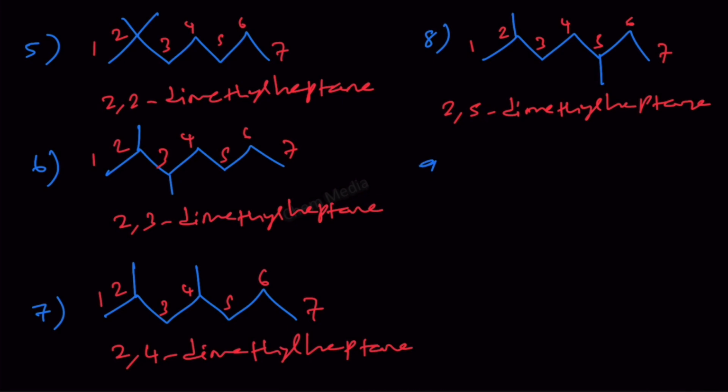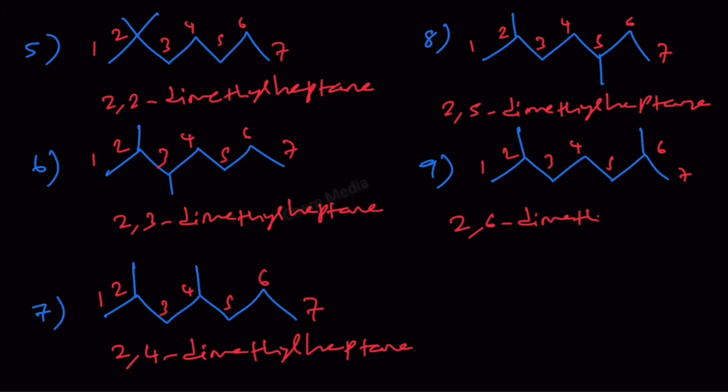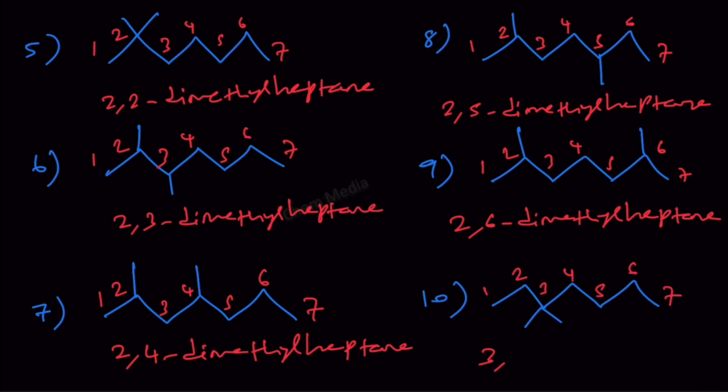And then number 9, we can also write 2,6-dimethylheptane, 1 methyl group at 2 position, 1 methyl group at 6th position. So this is 2,6-dimethylheptane. And then number 10, we can't put the methyl group at 7th position. In that case we will be extending the parent chain. Therefore let's move both the methyl groups to the 3rd position. So this is 3,3-dimethylheptane.